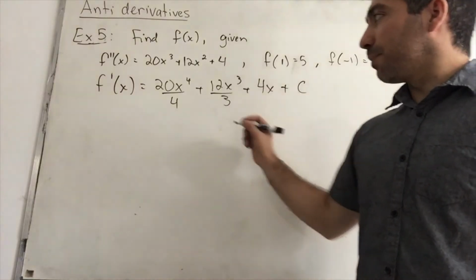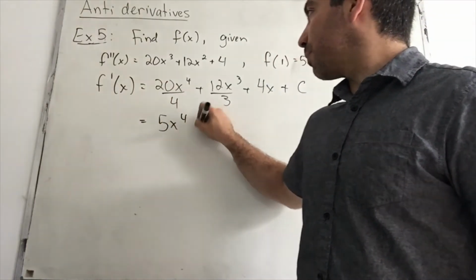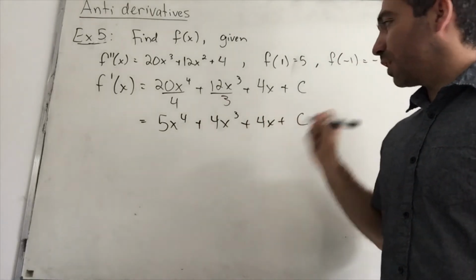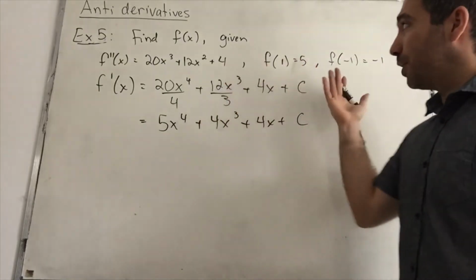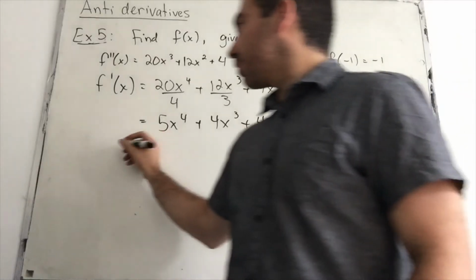Okay, let's simplify that, giving us 20 divided by 4 is 5, x to the 4 plus 4x cubed plus 4x plus c. We can't do anything because we don't have any information on this, so let's go ahead and antiderive once more to find f of x.